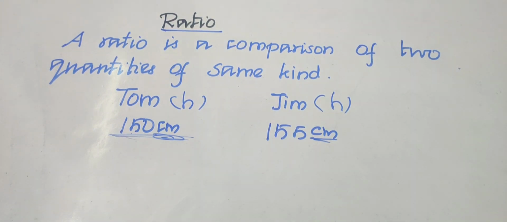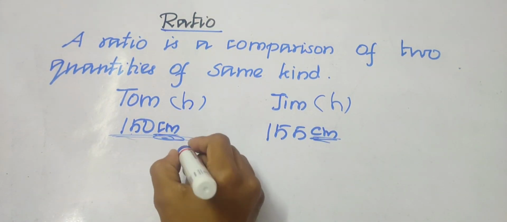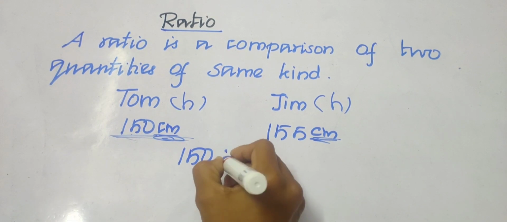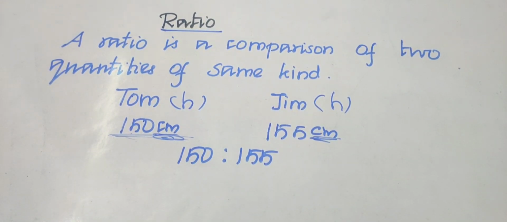Now we can write this as a ratio. How will you write? We should not include the centimeter and all. We can simply write it as 150 is to 155. Is it clear, children? So this is called a ratio.